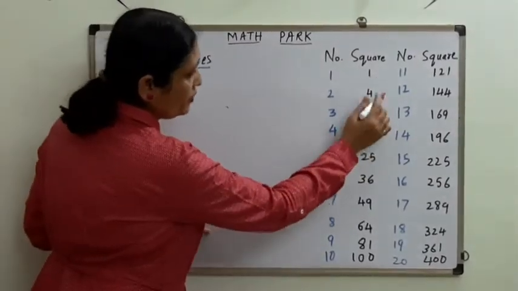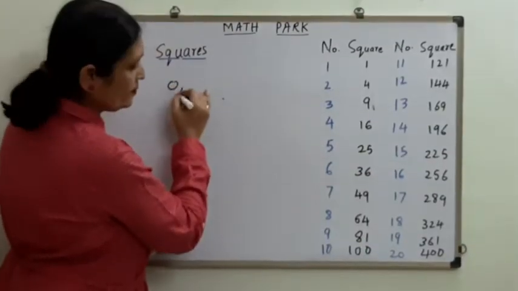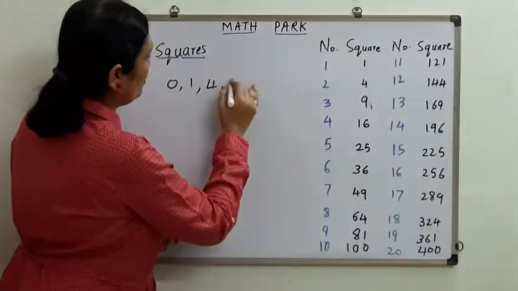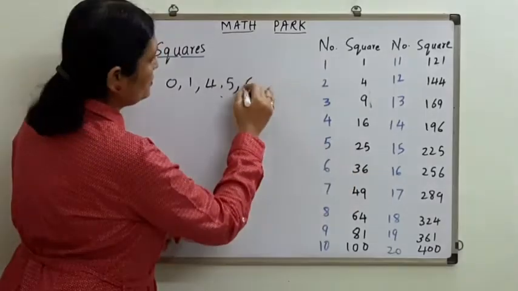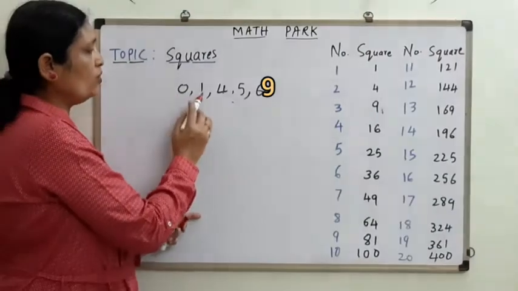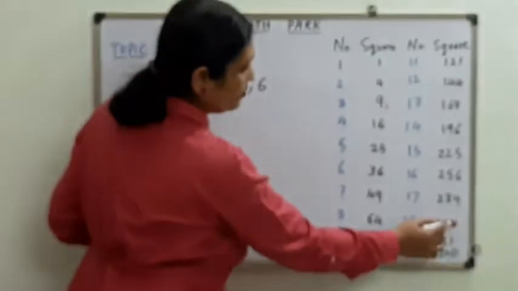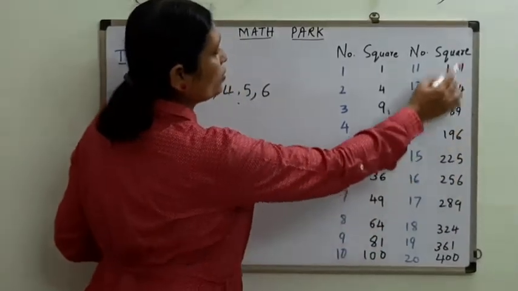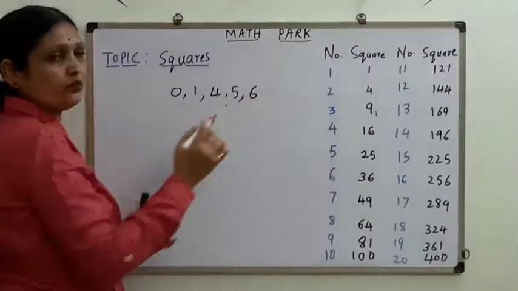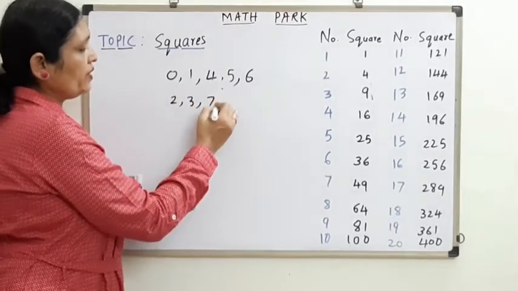So every time you look here, what are these numbers ending with? They are ending with either 0, 1, 4, 5 or 6. Okay. The square numbers are ending with either 0, 1, 4, 5 or 6. Right? Everywhere. You look at the 0, 1, 4, 9, 6, 5, 6, 9, 4 and 1. What are the numbers that are not here? We have the digits from 0 to 9. In this, we cannot see 2, 3, 7 and 8.